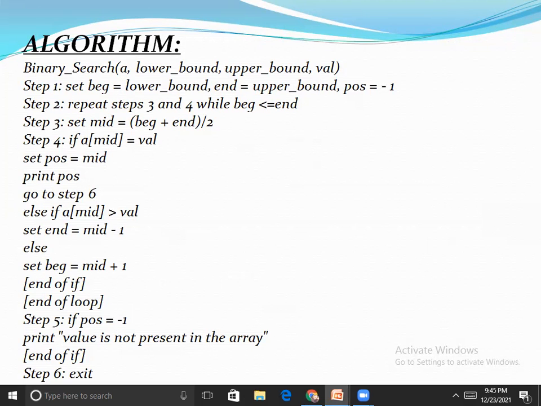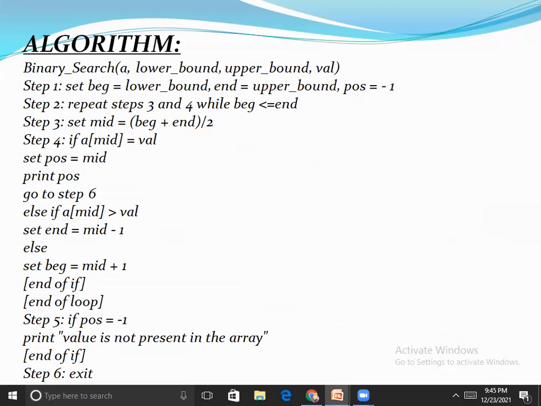First, we define binary search with lower bound, upper bound, and value. In step one, we set begin to lower bound, end to upper bound, and position to -1. We repeat steps 3 and 4 if begin is less than or equal to end. Now we define mid: mid equals (beginning plus end) divided by 2. If a[mid] equals value, we simply return the position of mid.